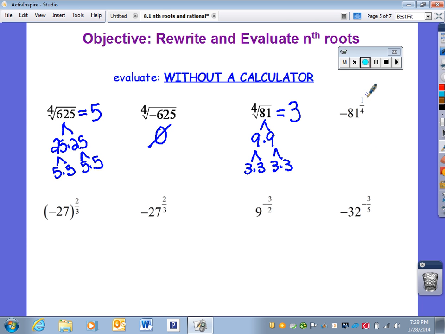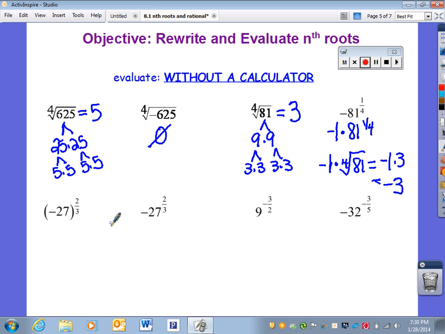In our next example, you're going to notice that we have negative 81 to the 1/4 power. Notice that the negative 81 is not in parentheses. So what this really means is negative 1 times 81 to the 1/4 power. So when we calculate this, we want to find negative 1 times the fourth root of 81. We already calculated the fourth root of 81 in the previous example, which is 3. So then we're going to multiply that by negative 1. So our answer for this one is negative 3.